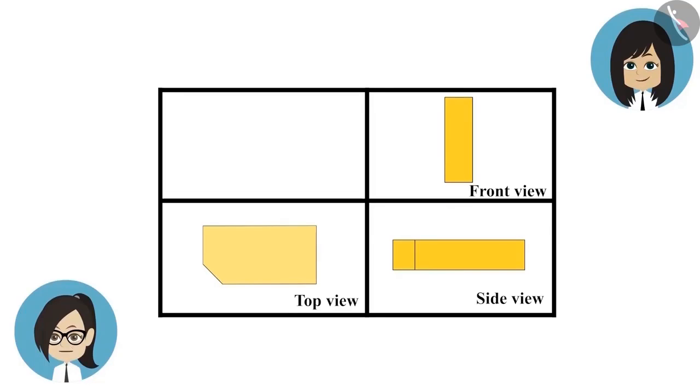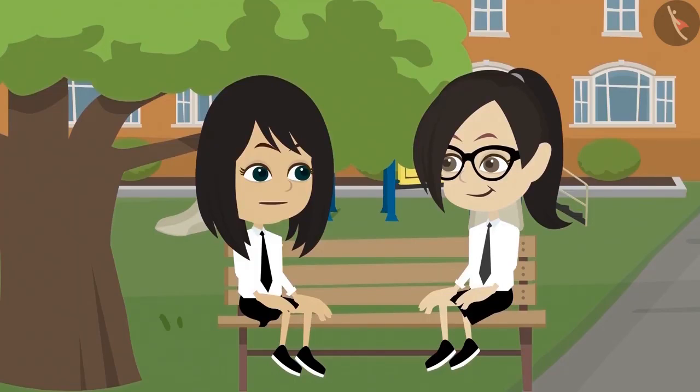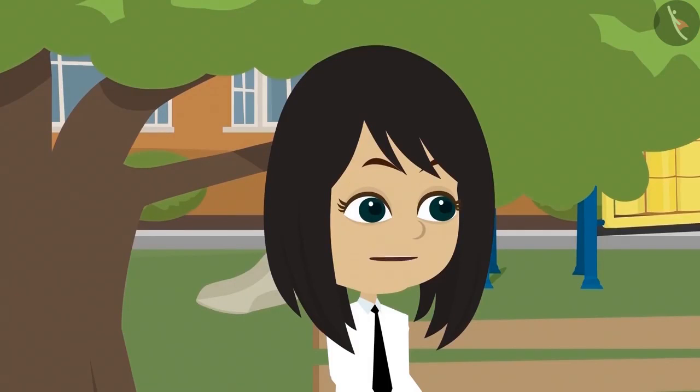Let me see. It looks like a rectangle from the front view. Now let's look at its side view. From the side view, it looks like two rectangles are kept side by side. As of now, I cannot say what will be its left view. Now show me its top view. This is a rectangle which is cut from the side. Now you have seen all three views. Try to tell me the view from the left side.